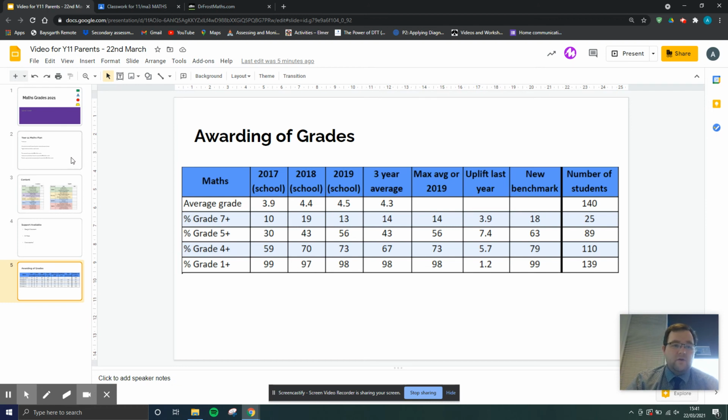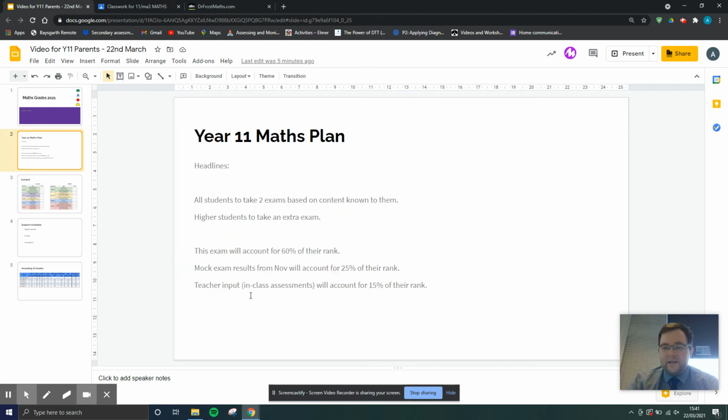I think it's also important to notice that there will be a teacher element to this. So if a kid does really badly in the exam, that doesn't necessarily mean they're going to get a bad grade. It means that we will take that into account and we'll make sure that the grade they would have got is very similar to the one they would have done if they took their exam. And that's pretty much it.